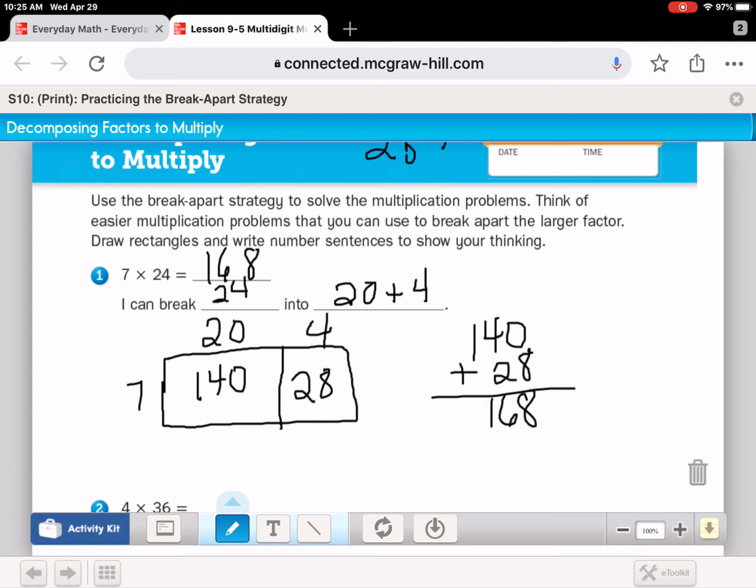All right, I'd like you to complete numbers 2 and 3 on this page just the same way, breaking apart the bigger number into 2 smaller addends and then adding together your products. After you finish this page, move on to Math Boxes 9.5. And then later today, Homelink 9.5.